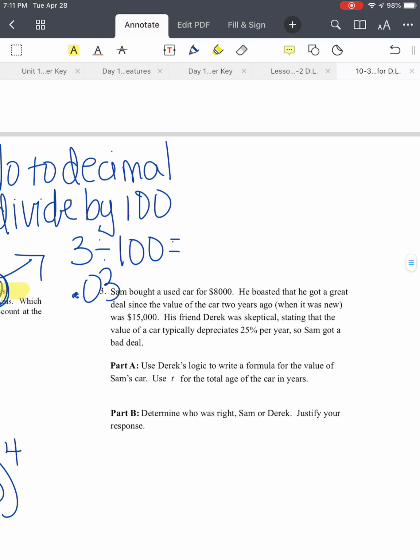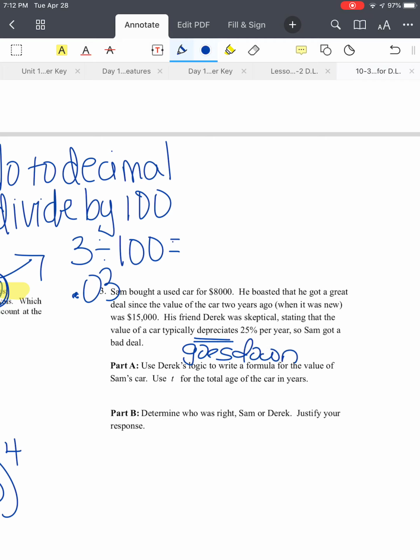Okay. Sam bought a used car for $8,000. He boasted that he got a great deal since the value of the car 2 years ago, when it was new, was $15,000. His friend Derek was skeptical. He was stating that the value of a car typically depreciates 25% per year. So Sam got a bad deal. Well, depreciates means goes down.